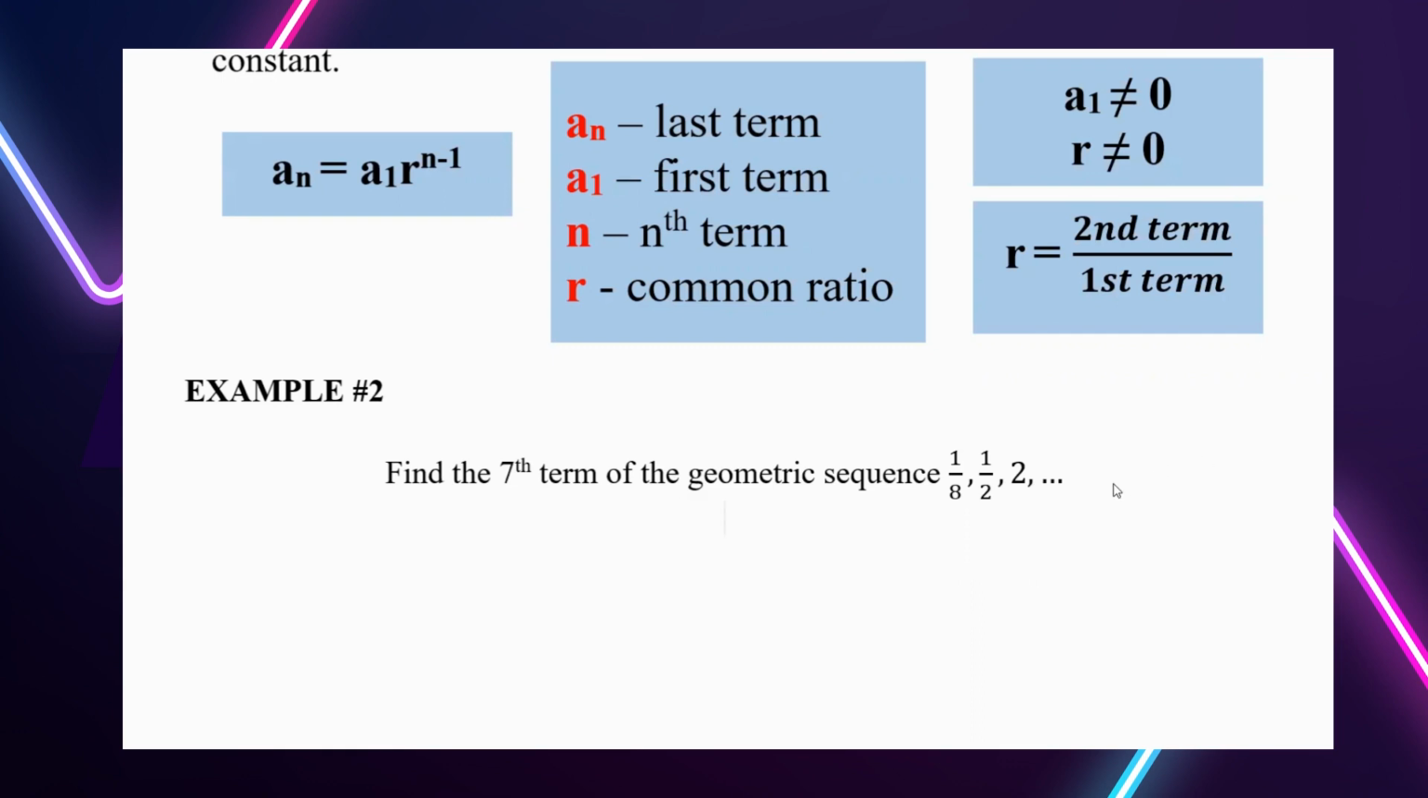Ang una natin gagawin is we have to identify the given. We have to identify the value of the a sub 1 or the first term, the value of a sub 2, the value of n, the value of the common ratio, and the value of the a sub n, which is a sub 7 sa ating problem number 2. So ang first term natin sa sequence 1/8, 1/2, and 2 ay 1/8. Ating second term naman ay 1/2.